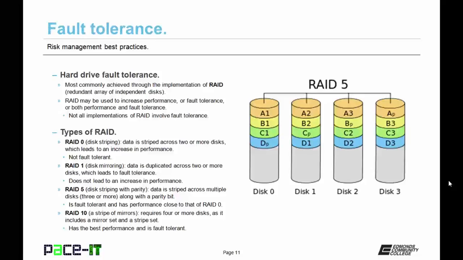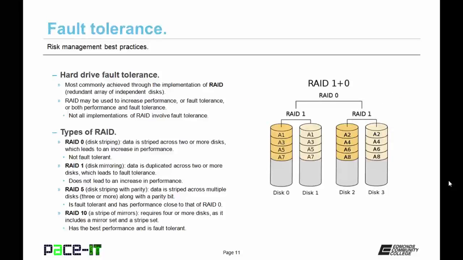To achieve both an increase in performance and fault tolerance, you may want to implement RAID 5. This is also called disk striping with parity. Data is striped across multiple disks, three or more, along with a parity bit. Now, this is fault tolerant, and it has performance that's close to that of RAID 0, but not quite. If you have the resources for it, you should consider RAID 10, which can also be called RAID 1+0. Now, this is a stripe of mirrors. It requires four or more disks, as it includes a mirror set and a stripe set. RAID 10 has the best performance and is highly fault tolerant.